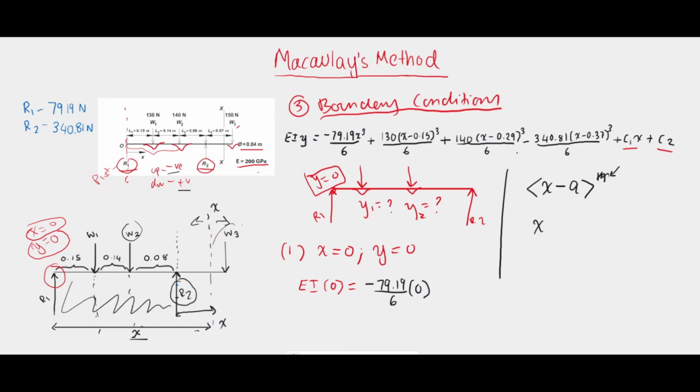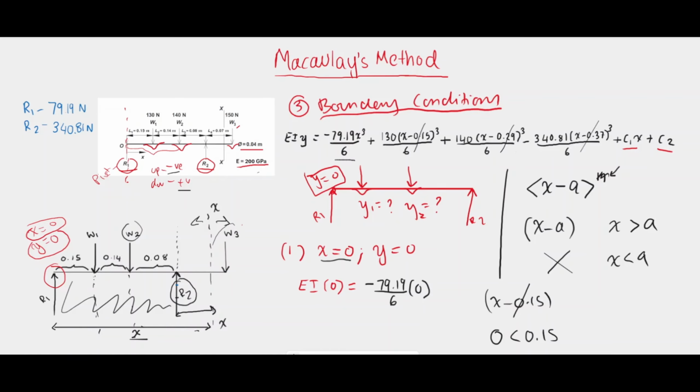So these functions, x minus a, are only valid if x is greater than a. If x is less than a, then they are invalid, so they can be ignored. So if I put x as 0 in these equations, you can see that, for example, x minus 0.15, and we know that in this boundary condition x is equal to 0. So since 0 is less than 0.15, this is not valid. So then we don't have to write this term, we don't have to write this term, we won't have to write this term as well.